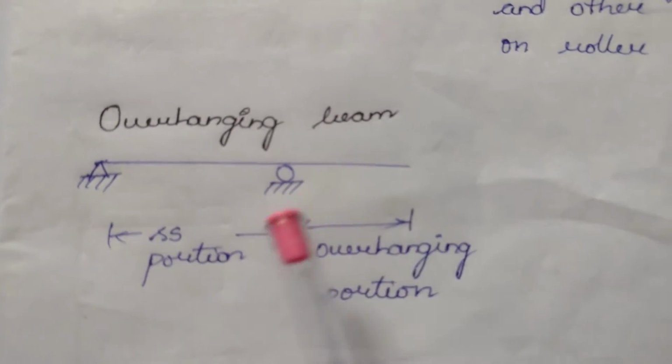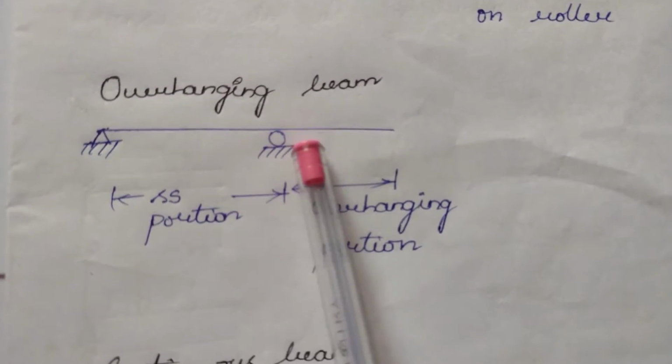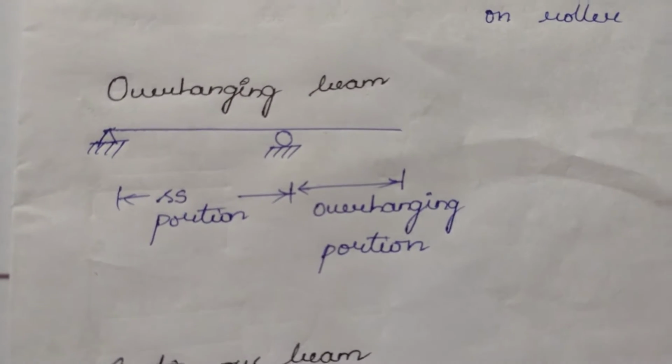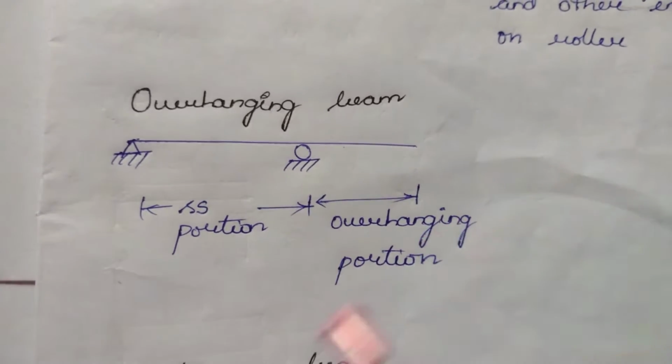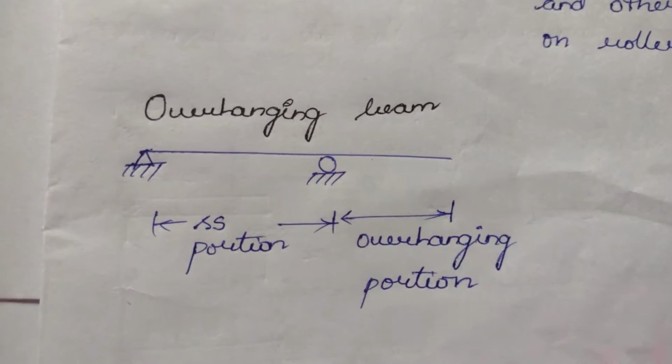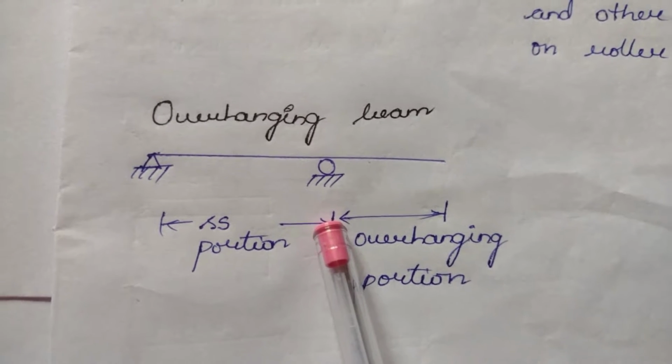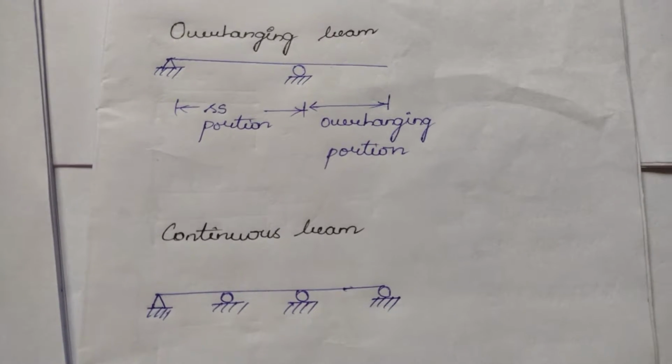Overhanging beam. Overhanging beam is a normal simple support condition, but we have an overhanging portion of that beam. So the simply supported beam, when it is overhanging just beside or next to the support, we say it as overhanging beam.